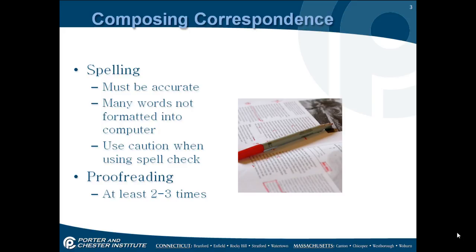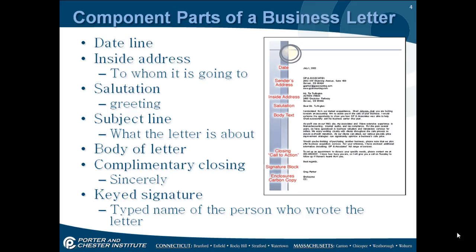Use caution when you're using the spell check. You may want to have an old-fashioned dictionary near you. Proofread at least 2 or 3 times. Component parts of a business letter.